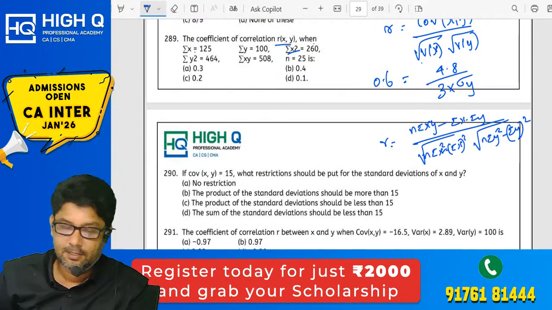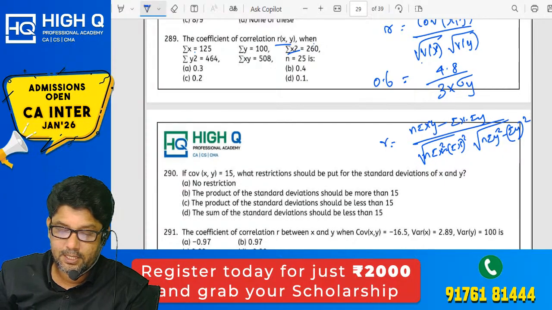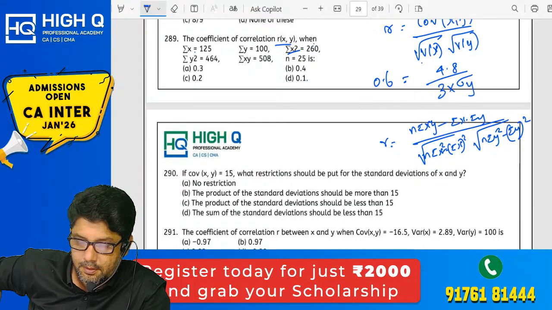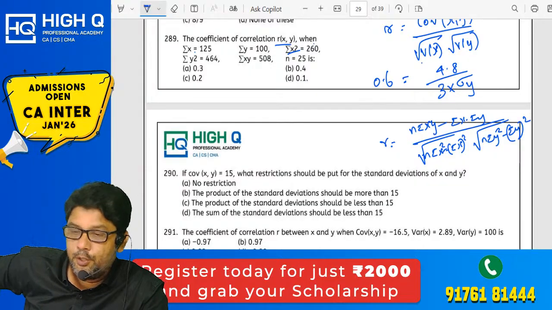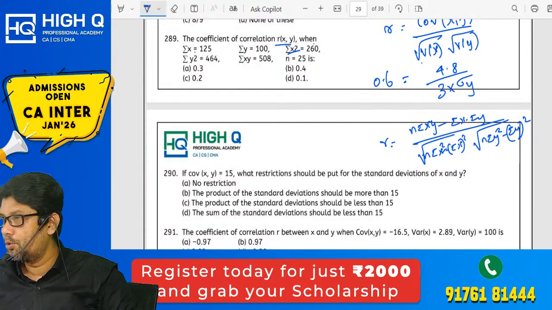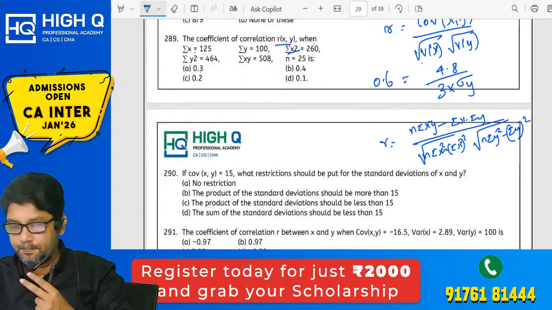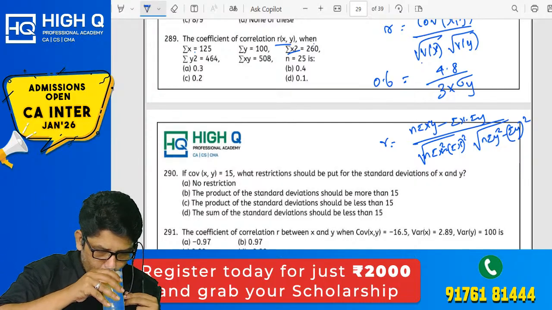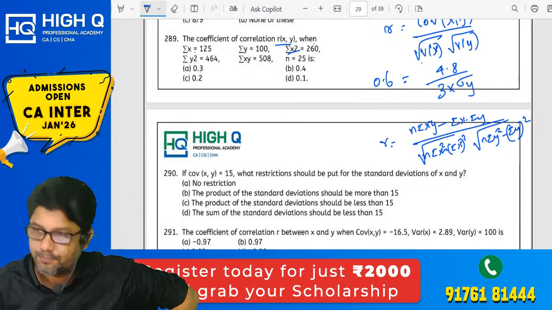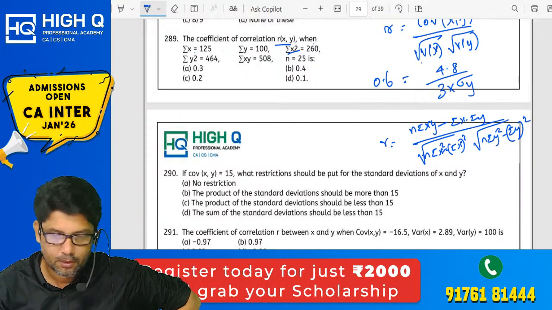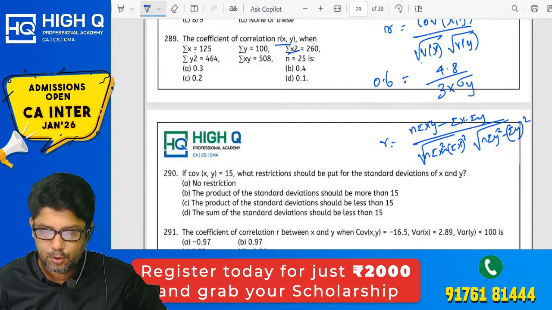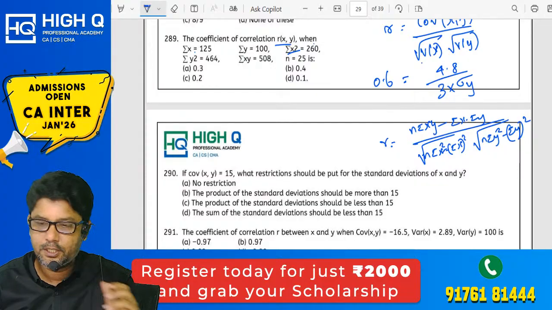Sangeeta. Summation x square, summation y square. Yeah, do it. See, you are taking too much time. This is your problem actually. Calculator, now you should know how to use a calculator. Thank you. Can anyone give me the answer for this? 289. Hey Rupesh, you already said.